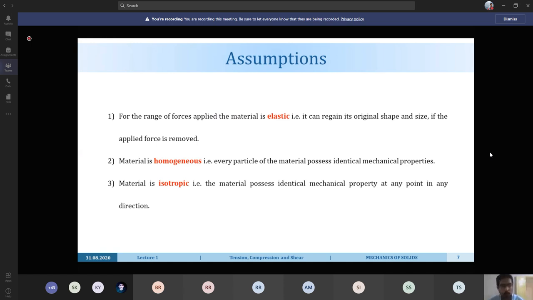You have learned about what is heterogeneous and homogeneous, what is isotropy, anisotropy, etc. from your school time. Anyway, these are some assumptions which we are using here. And if you violate any of these assumptions, then the theory behind developing the principles also will change. When you go to the advanced courses, you will be dealing with an inelastic body, and instead of homogeneous, you will be dealing with heterogeneous material, and similarly, instead of isotropic, you will be dealing with anisotropic material.